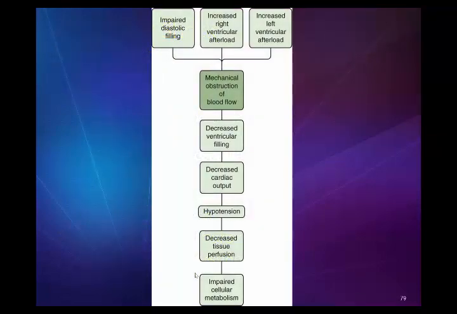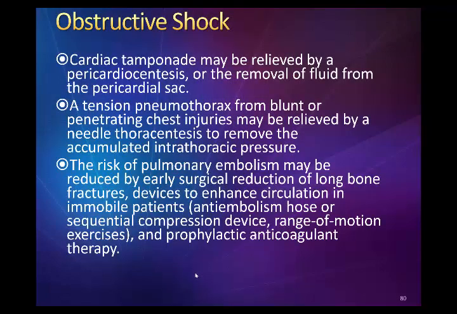So here's the sequence of events that occur with obstructive shock. First, you have impaired diastolic filling, increased right ventricular afterload, and increased left ventricular afterload, and all of that is just going to obstruct cardiac output and lead to decreased tissue perfusion and impaired cellular metabolism.